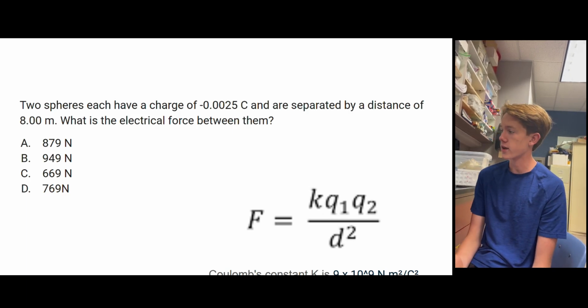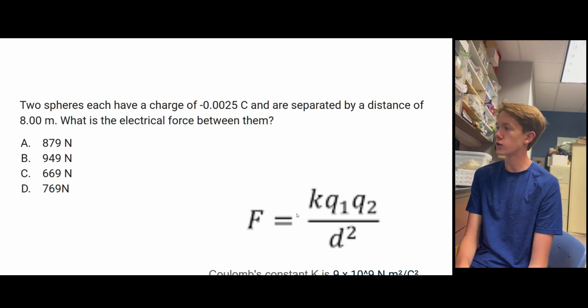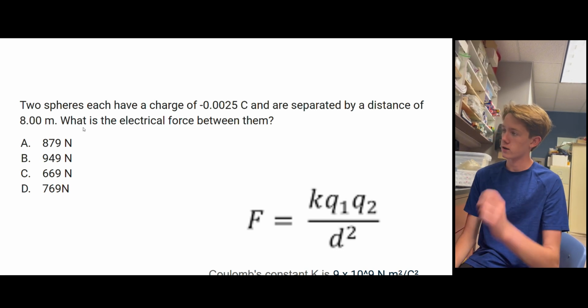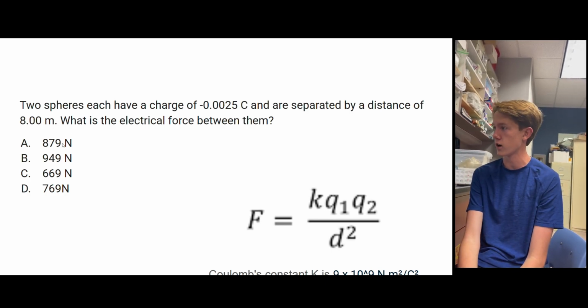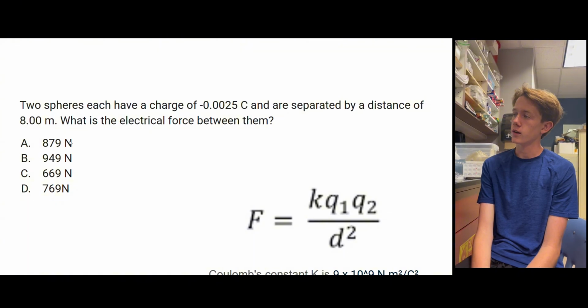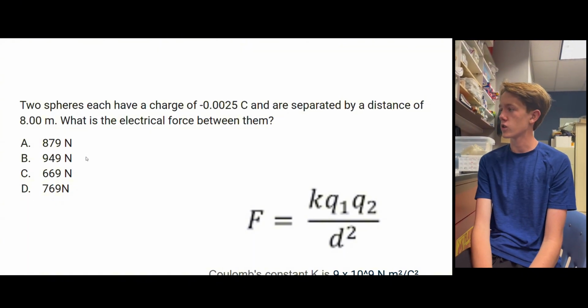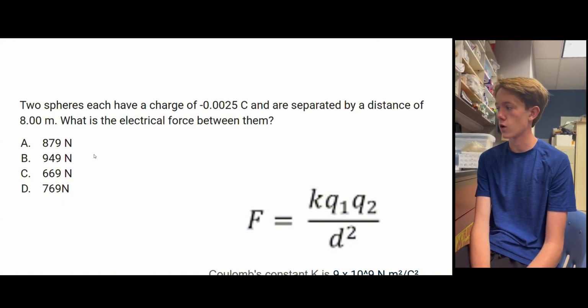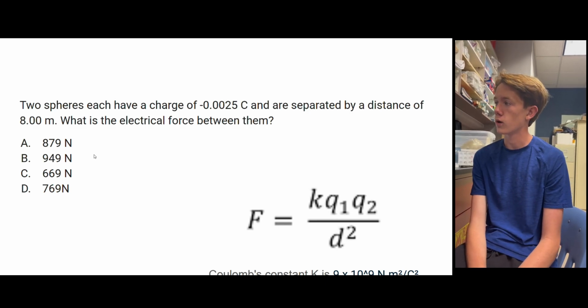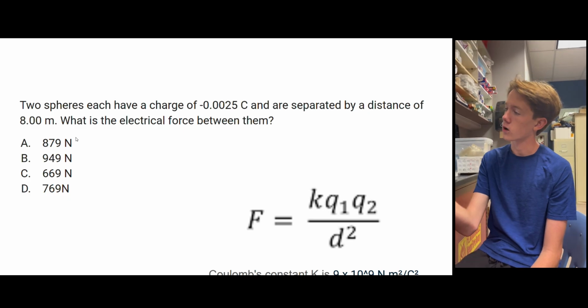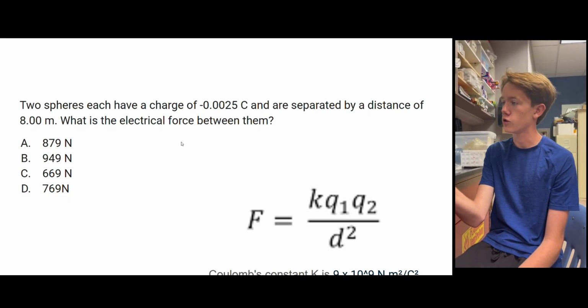You multiply that by the Coulomb's constant, and you divide the whole equation by 8 meters squared. Eventually, once you do that whole entire equation, the amount of force you'll get from the two spheres will be A, or 879 newtons.